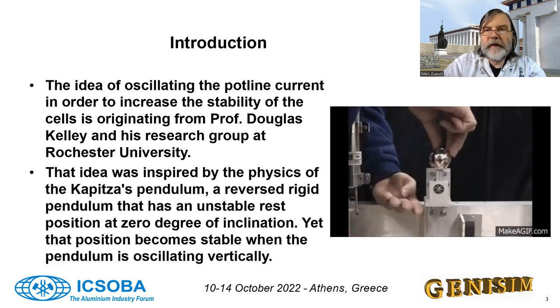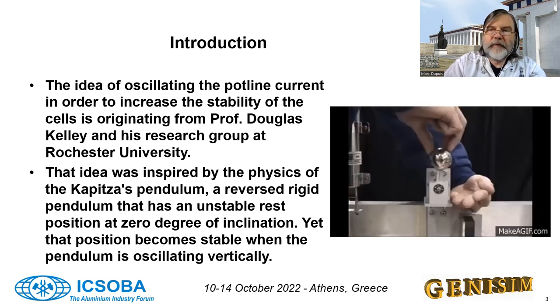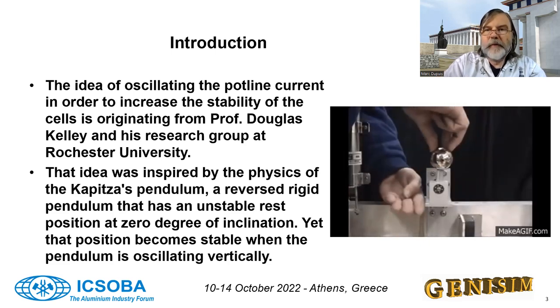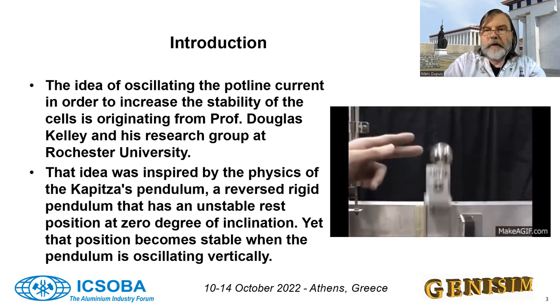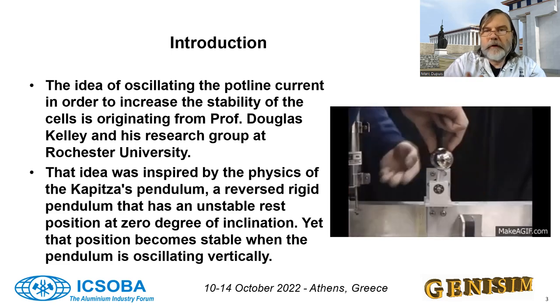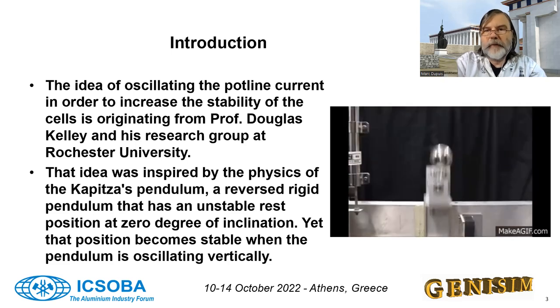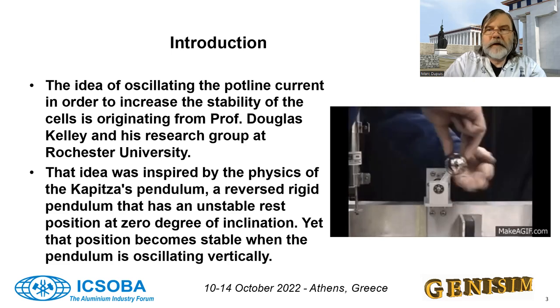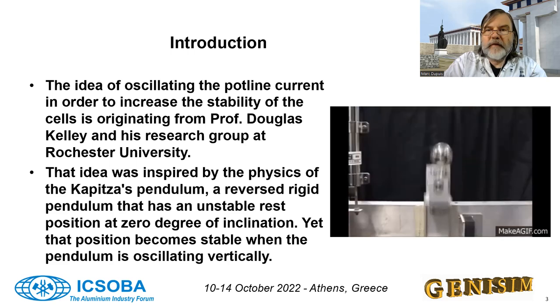If you look at this pendulum, it is unstable because it's a rigid pendulum upside down, so the mass is on the top, and the pivot, if you do nothing to it, it will drop down. But if you vibrate vertically, then the pendulum is stable in the vertical position upside down, so even if you push on it, it's stable. So the idea is to use this kind of vibration to stabilize an aluminium reduction cell.